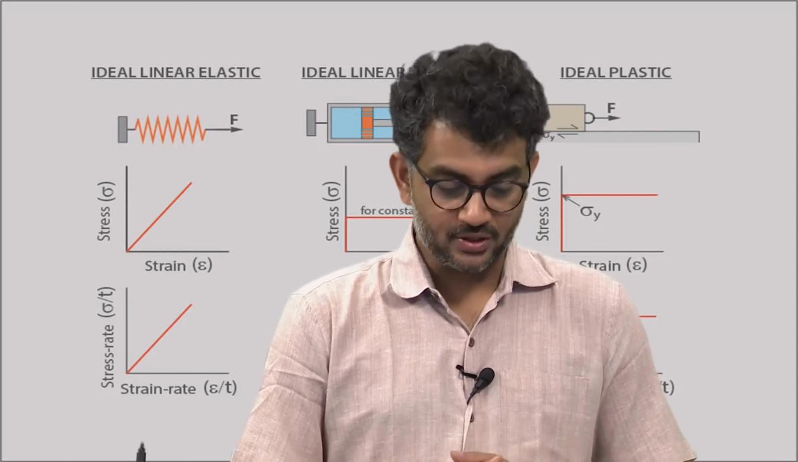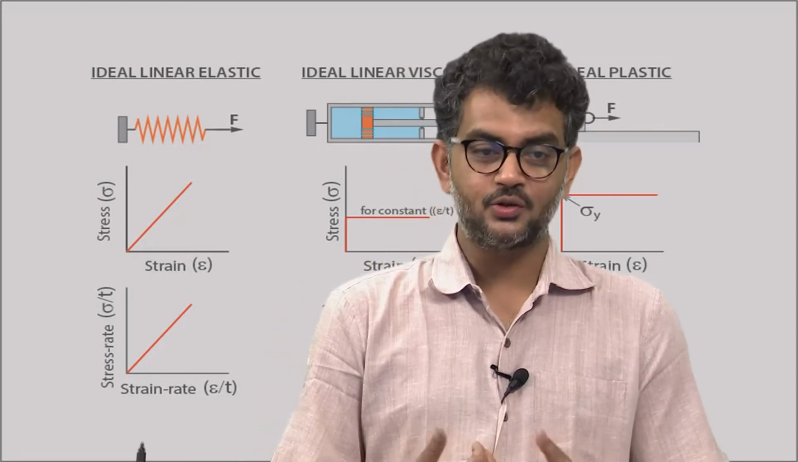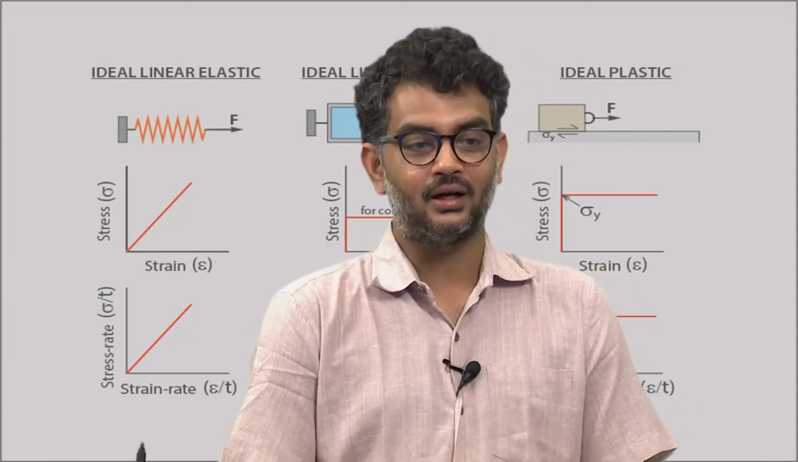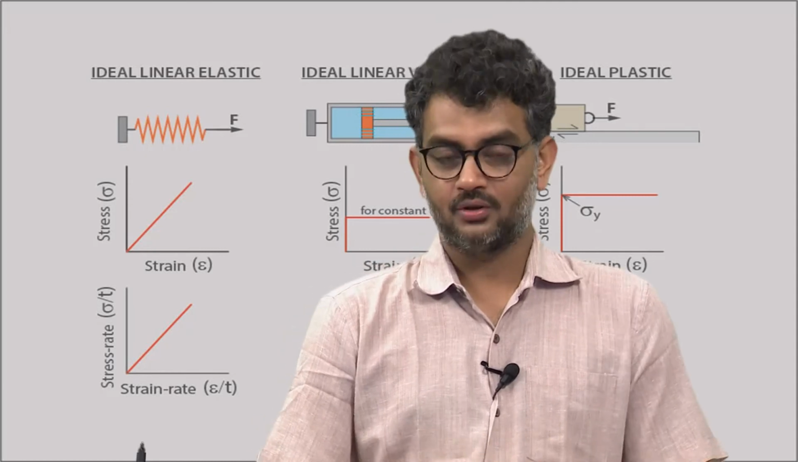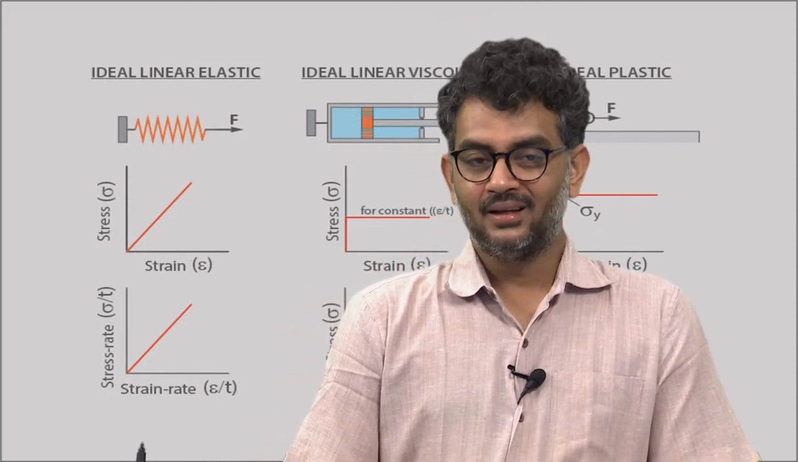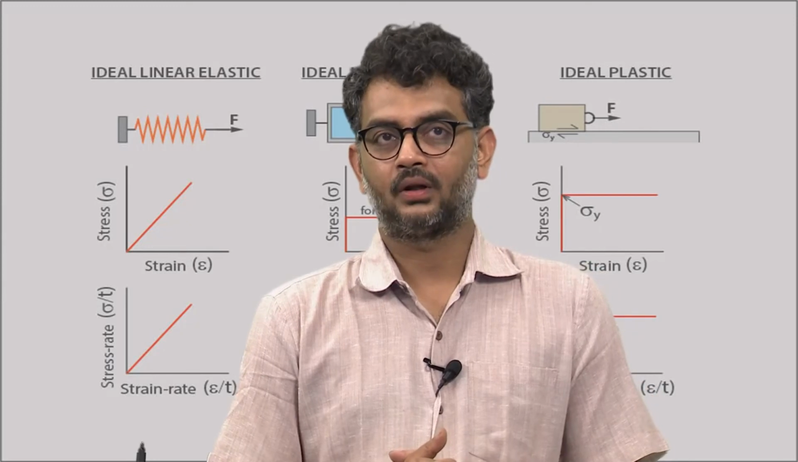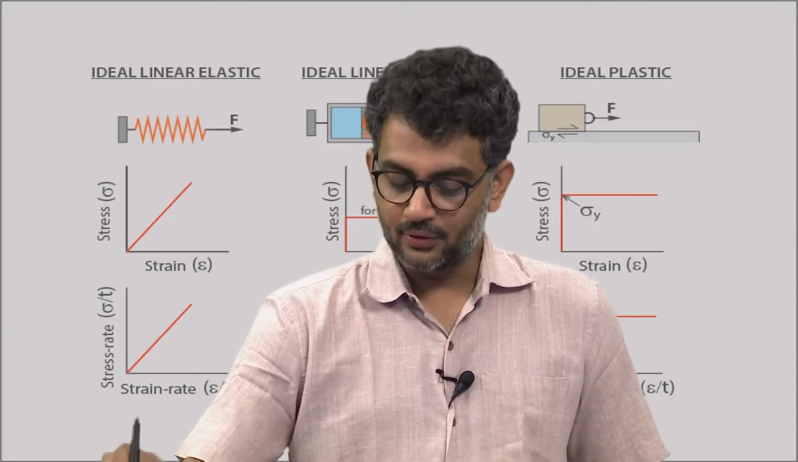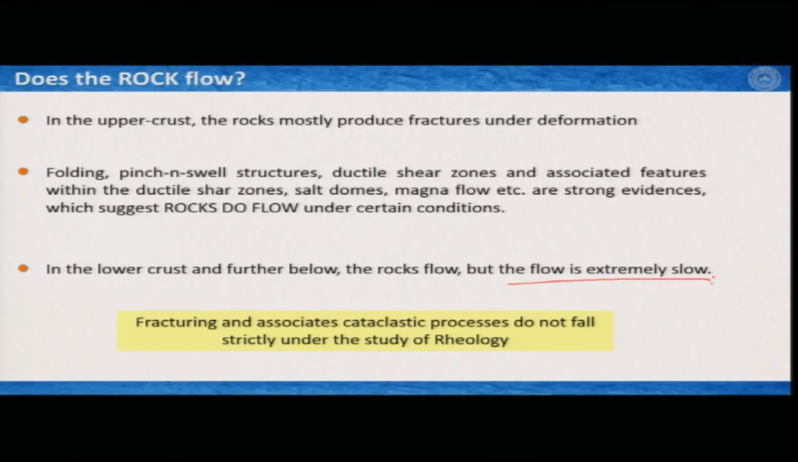For example, here are some examples I have given: folding, pinch and swell structures, ductile shear zones, and many associated features within the ductile shear zones, the salt domes, and the magma flow I mentioned. These are the evidences that rocks do flow. We don't see it, most likely because the flow is extremely slow. It's so slow that we cannot see it, but it certainly flows. And the evidences are structures that we see like folds, pinch and swell, and so on.